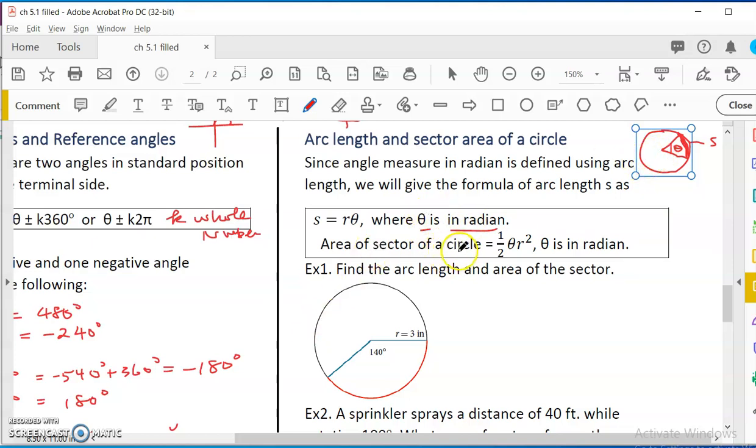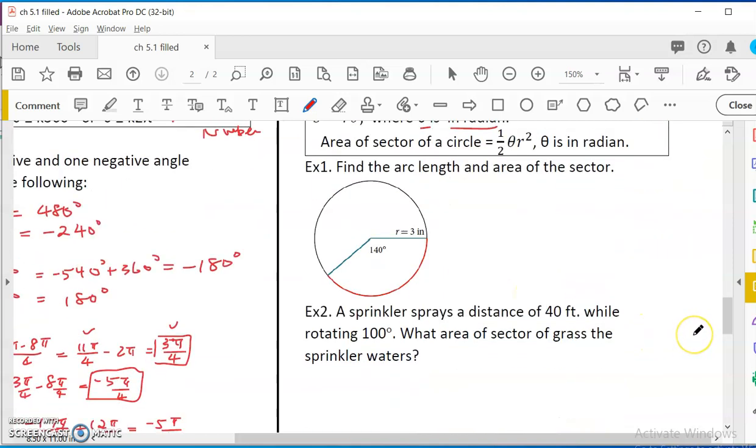The area of a sector of a circle is 1/2 r squared theta, like in the book, or 1/2 theta r squared. In both cases, theta is in radians, so you don't have to find the circumference and do the proportion and all those. Find the arc length and area of a sector, the first example. So this is the basic one to use those.